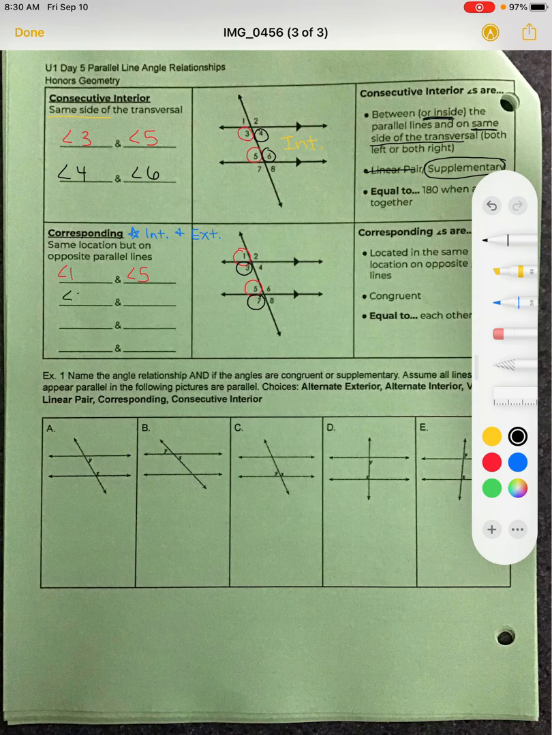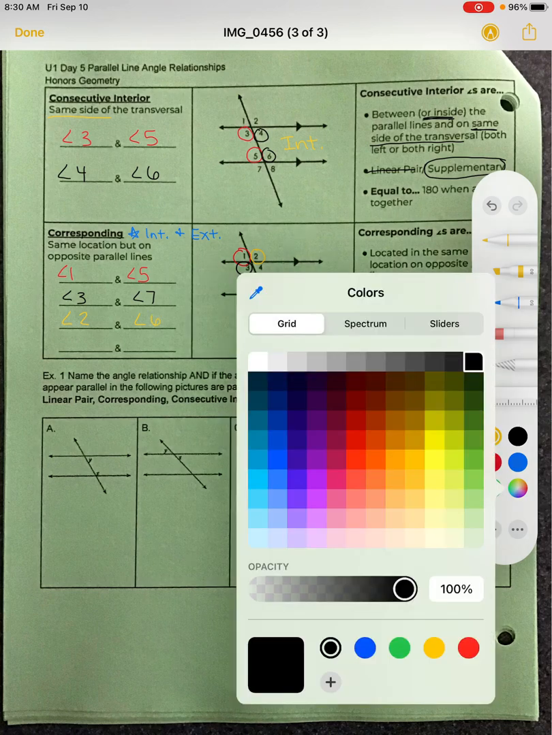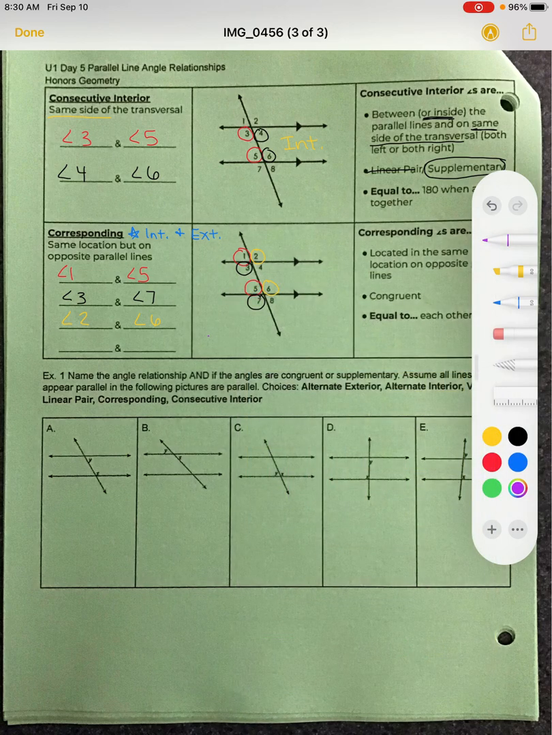So the reason we have so many sets here, we could say 3 is in the same position as 7. They're both on the left-hand side. And one is interior, one is exterior. Same spots. Let's do yellow. So 2 would match with 6. Okay. And then let's pick a different color, so let's do purple. Let's say 4 and 8. All right, so these are also congruent or equal to each other.